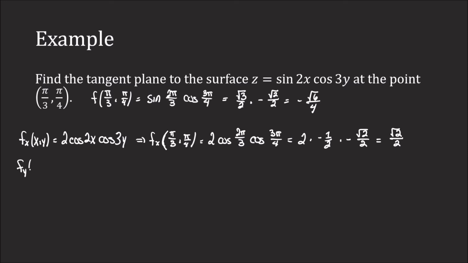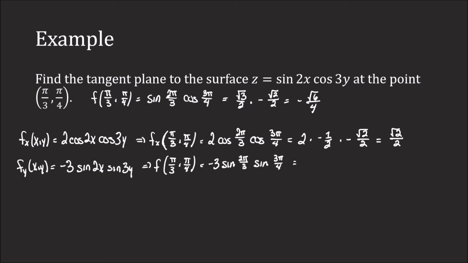Next we need f sub y at that point. So the partial with respect to y will be negative 3 sine 2x sine 3y. So now evaluated at pi over 3, pi over 4, negative 3 sine of 2 pi over 3 times the sine of 3 pi over 4. So we get negative 3 times the square root of 3 over 2 times the square root of 2 over 2. This gives us negative 3 root 6 over 4.